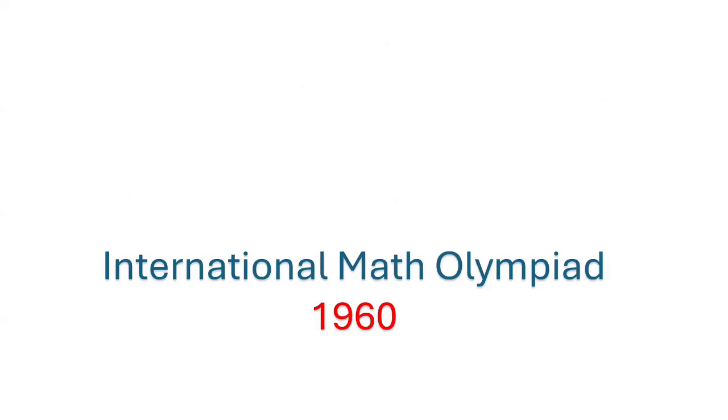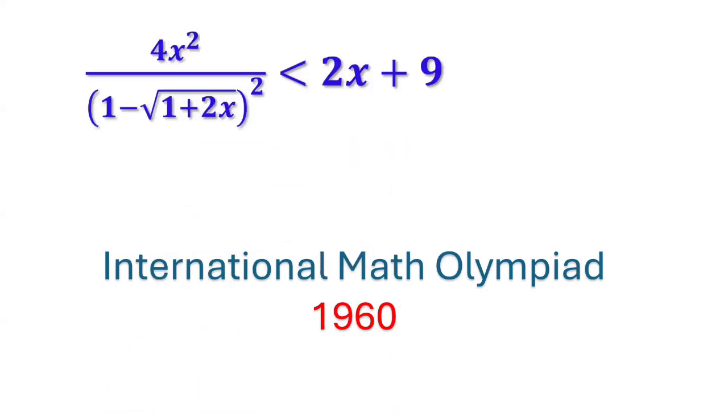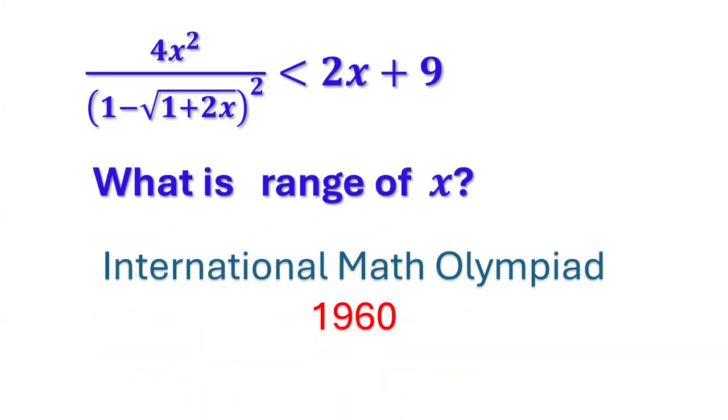Welcome to my lecture. Today we are going to solve a problem from International Math Olympiad 1960. The problem is that this inequality is given and then we have to find the range of x for which this inequality occurred. So clearly x would be a real number. So let's start with the left hand side.